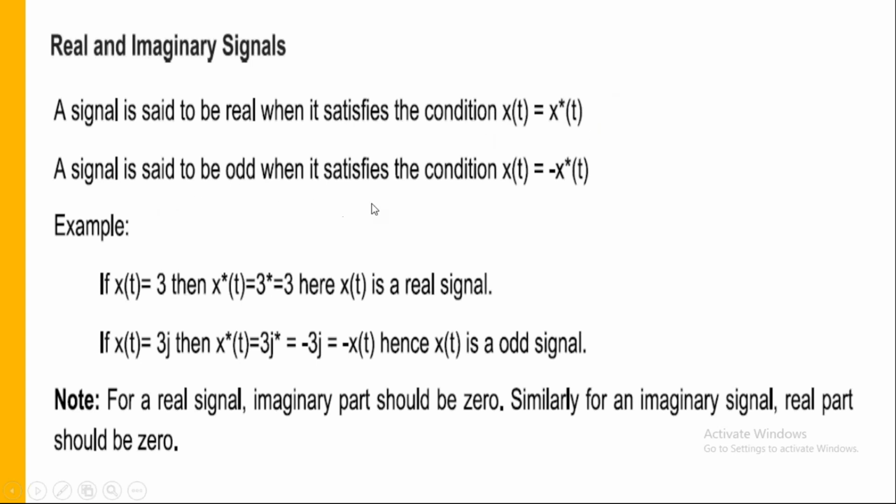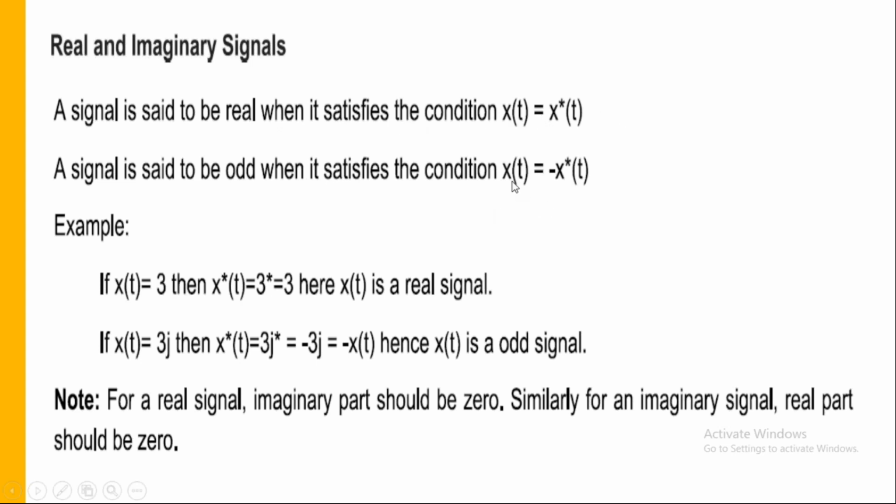When I say a signal is said to be odd, it satisfies the condition x of t equals minus x star of t. You can prove this by considering a complex signal like e power j theta. You need to use the concept of complex variables. So e power j theta, you can write as cos theta plus j sin theta. When you write x star of t, which is nothing but e power minus j theta, you can write it as cos theta minus j sin theta. So that's how you can use this complex conjugate.